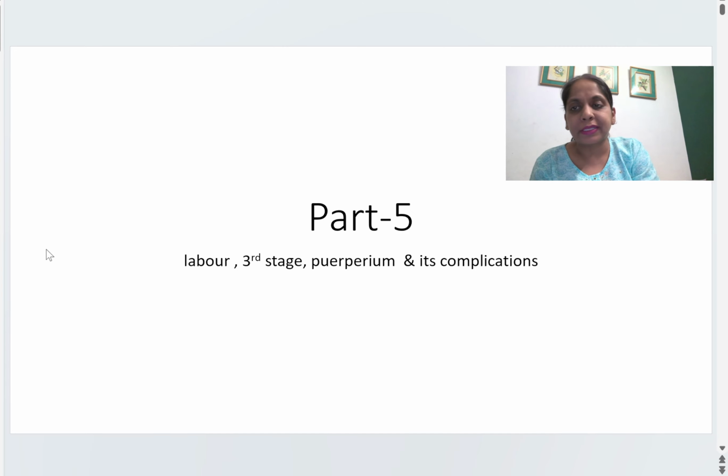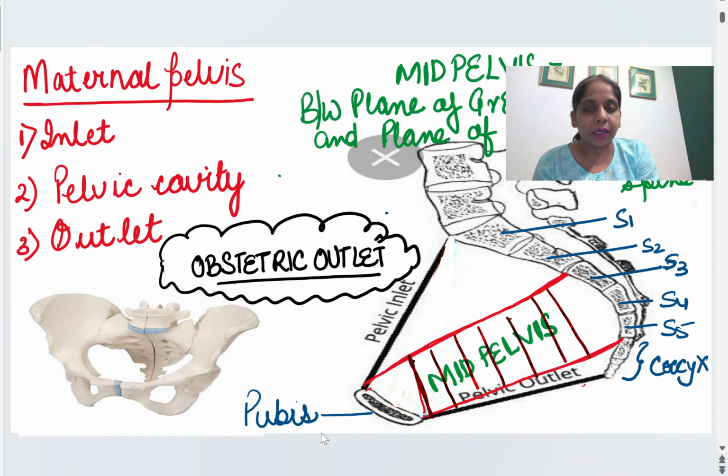First of all, we will be discussing the maternal pelvis. You all know the maternal pelvis is basically a cavity. As every cavity has, it also has its inlet and outlet. Anteriorly in this cavity is the pubis bone, and at the back of this cavity there are the sacrum bones and coccyx.